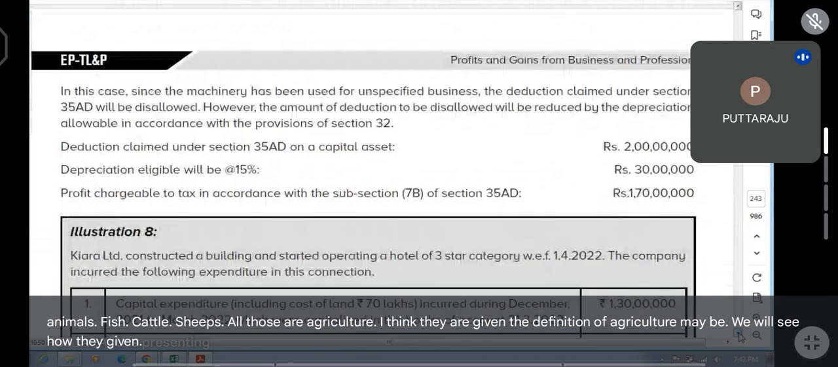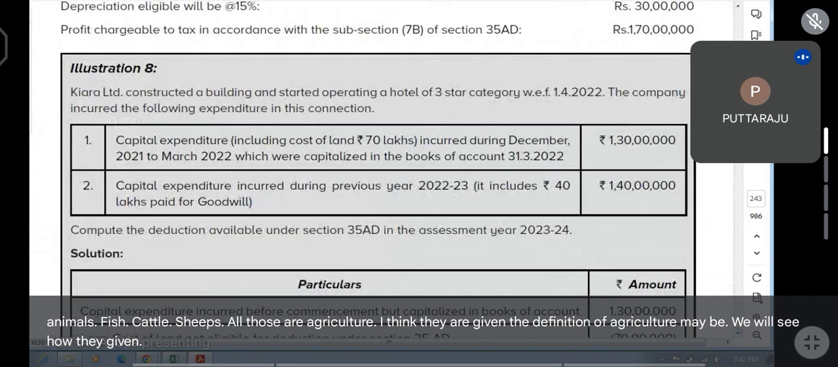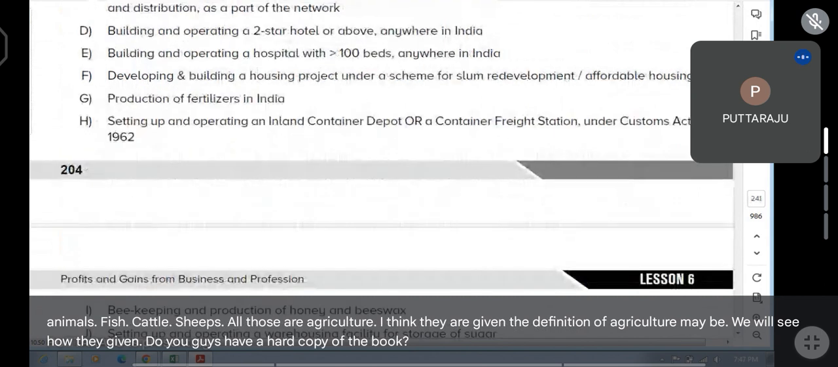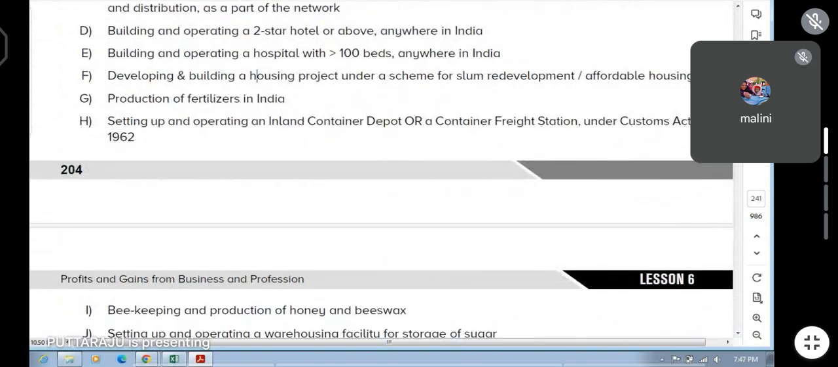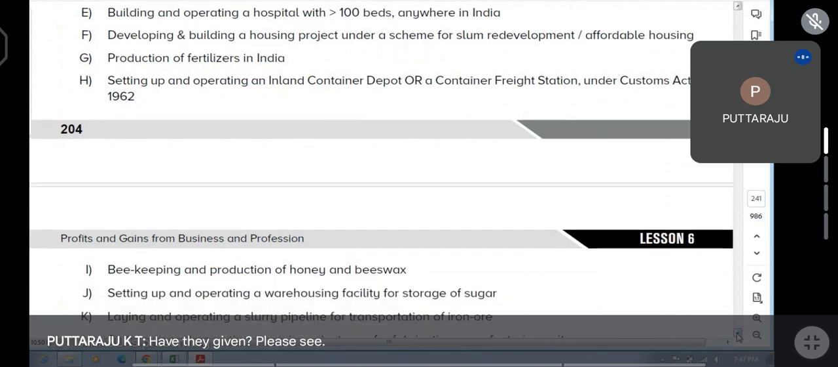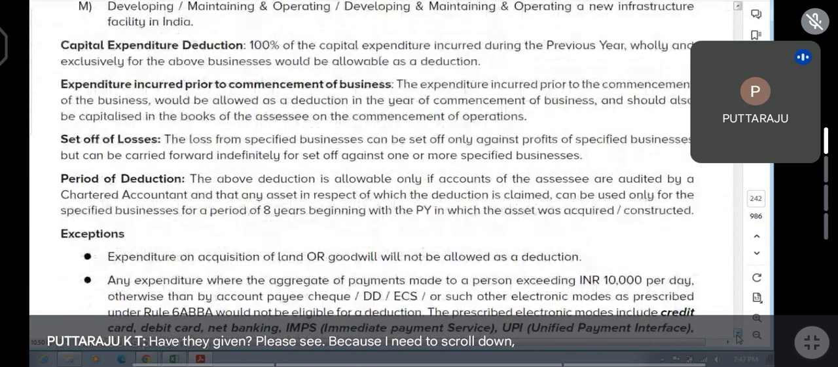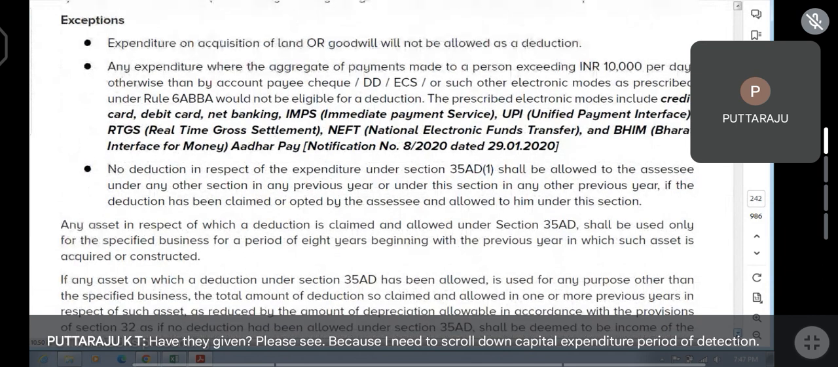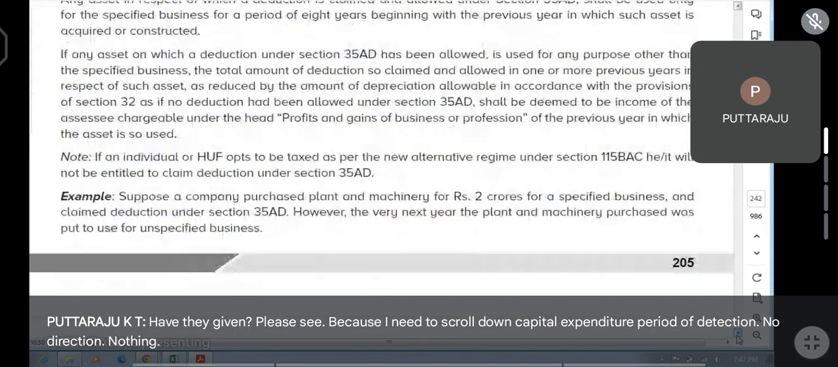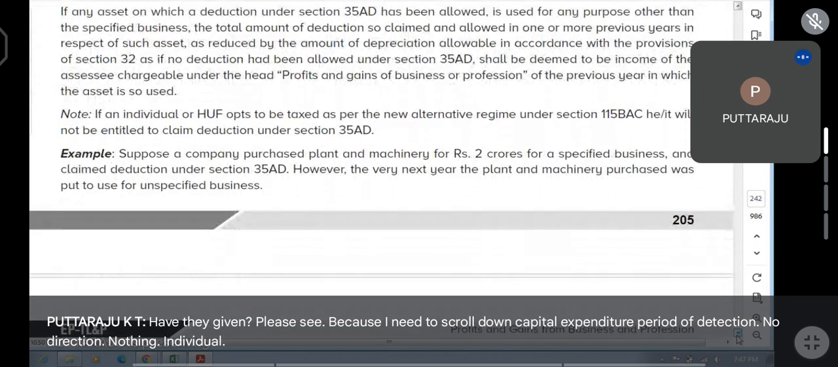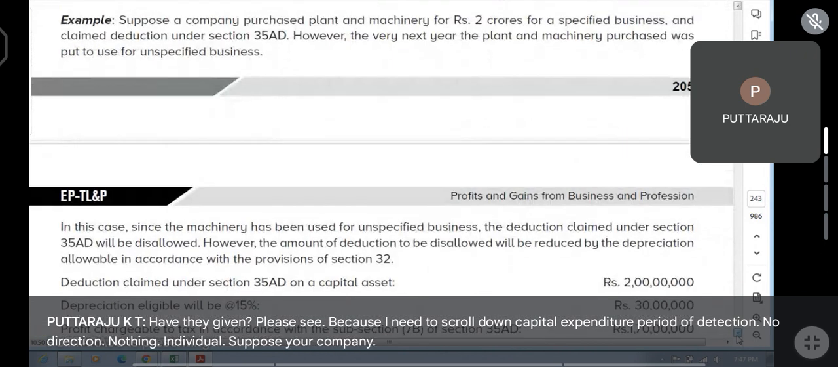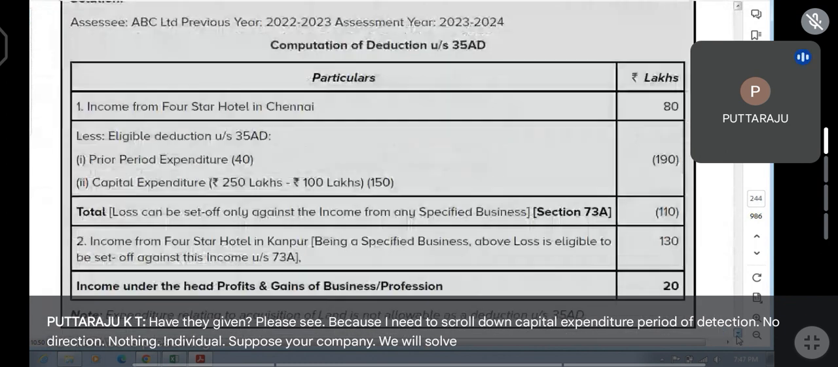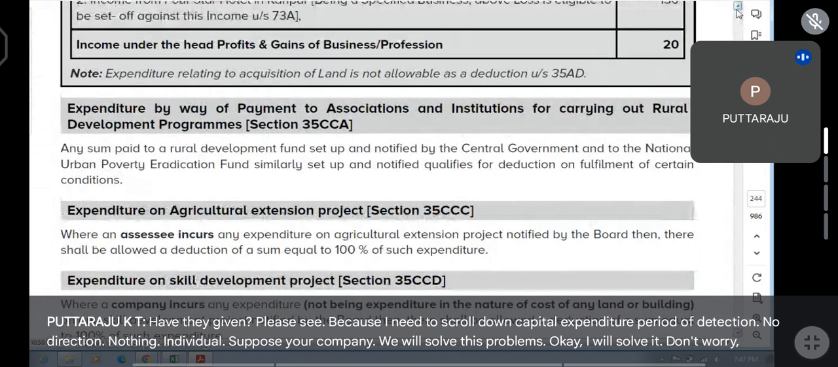Have they given? Do you guys have a hard copy of the book? Yes, sir. Have they given? Please see, because I need to scroll down. Capital expenditure, period of deduction. No deduction, nothing. Individual. Suppose a company. We will solve these problems, okay? I will solve it, don't worry. They have not given the meaning of agriculture.